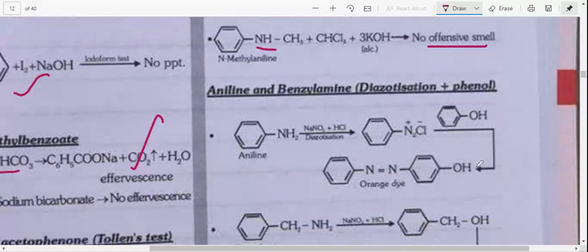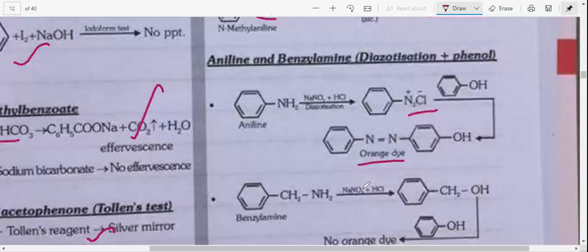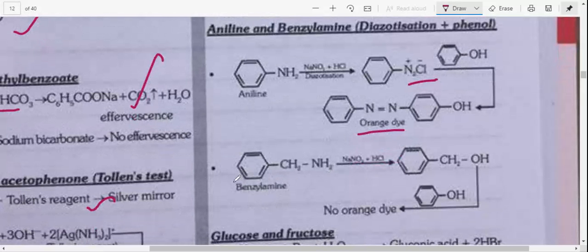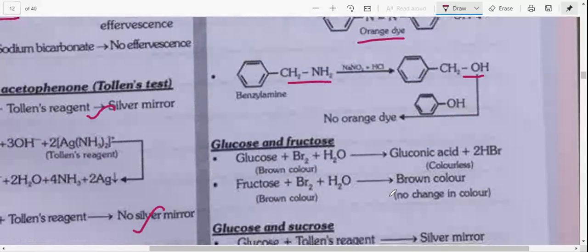Aniline and benzylamine: diazotization and reacting with phenol. We know aniline already. With NaNO2 plus HCl, aniline will give C6H5N2Cl, and when treated with phenol, it will give this orange dye, parahydroxyazobenzene. Next, for benzylamine, C6H5CH2NH2, when treated with NaNO2 and HCl, it will give C6H5CH2OH. And when treated with phenol, no orange dye is formed.